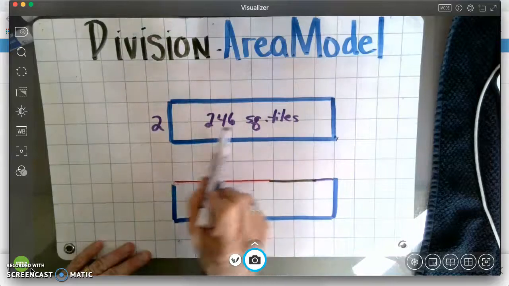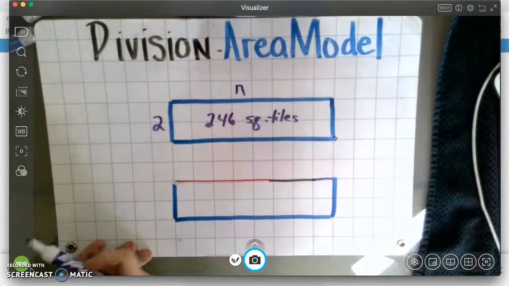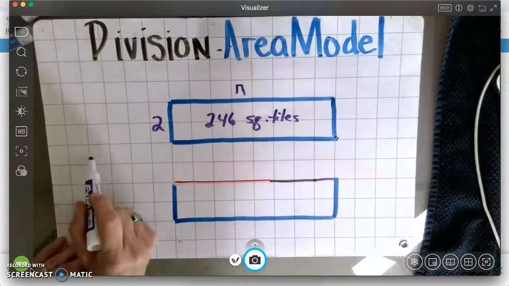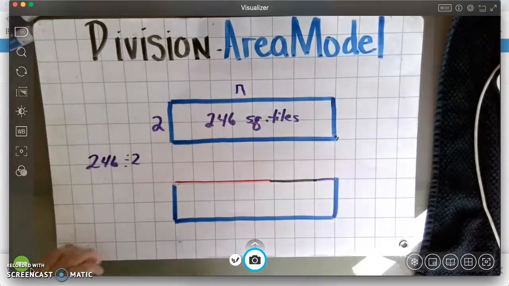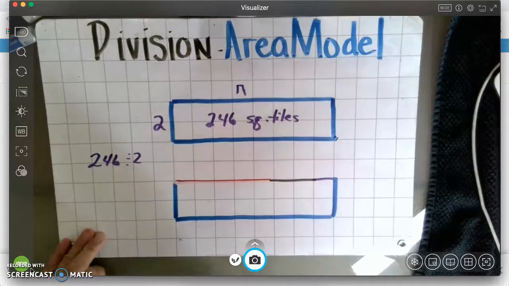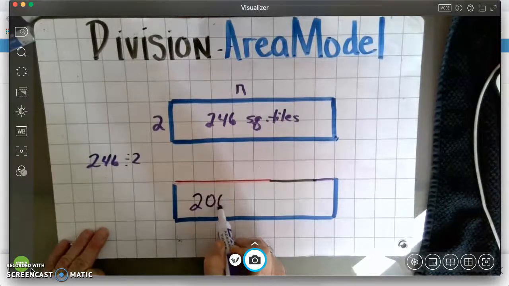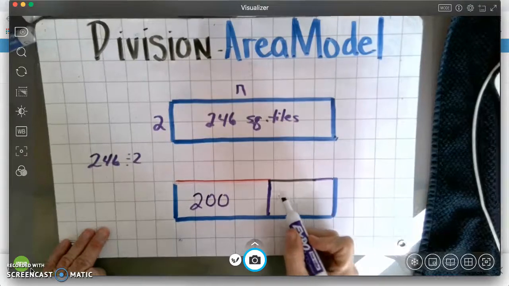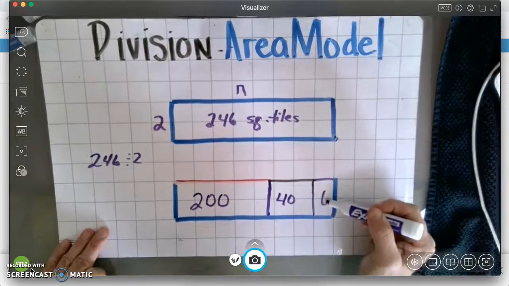So we know the tiles inside, we know how many tiles wide, we need to know how many tiles are going to be long. So one way that we can divide this, it'll be 246 divided by 2. What we can do is take this 246 and break it down into its place value. So this part of the terrace has 200 tiles. This part of the terrace is going to have 40 tiles. And this part of the terrace is going to have 6 tiles.